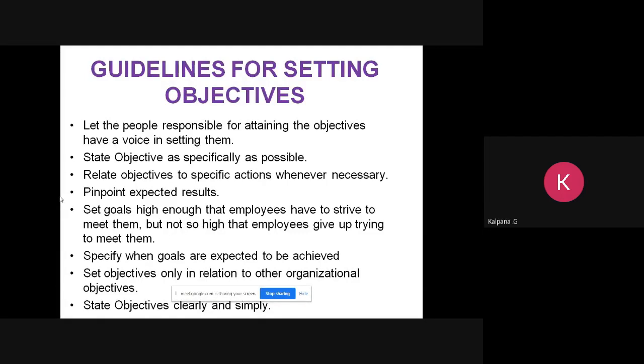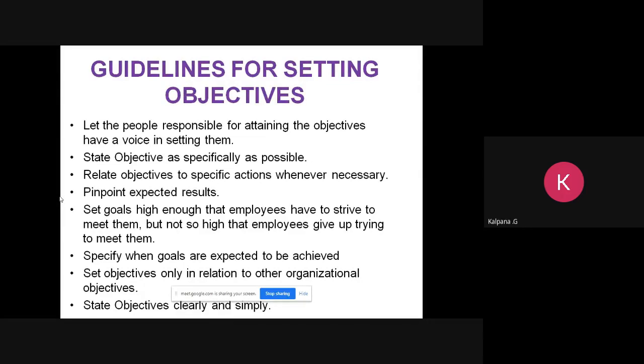Let me repeat the key points alone. We should state the objective as specifically as possible. We should pinpoint the expected results, which means objectives should be verifiable. Objectives should be identified clearly. They should be defined in a simple way so that everybody understands them. And when we have short-term objectives, they should be consistent with the long-term objectives. And we should use action verbs when we are writing the objectives.